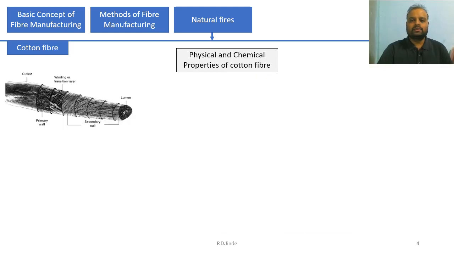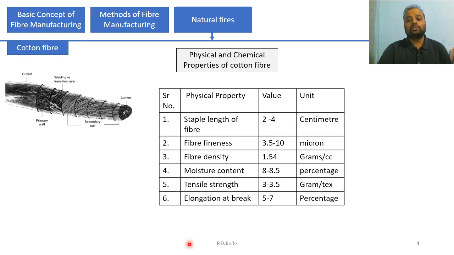Cotton fiber has physical and chemical properties. So let's look first at all the physical properties. In front of you there is a table showing the physical properties, their relative values and the units in which the values are given. Starting with the staple length of a fiber, generally the cotton fiber appears in a length between 2 to 4 centimeter, right? There are certain cotton varieties available that are greater than 4 centimeter, but in general we can say the length of a cotton fiber is 2 to 4 centimeter.